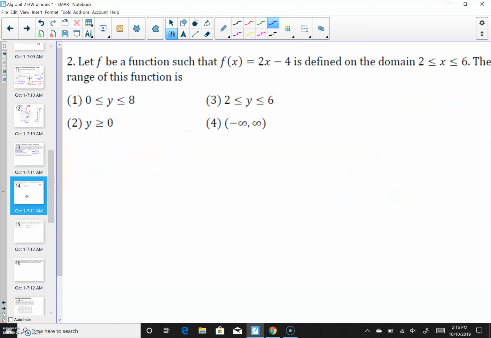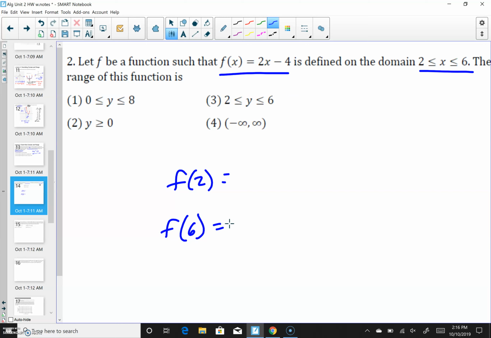For the second one, let f be a function such that f of x equals 2x minus 4 is defined on the domain 2 less than or equal to x less than or equal to 6. The range of the function is, well, typically when they give us equations and a domain to plug in, what we want to do is plug in the smallest part of the domain, and plug in the biggest part of the domain.